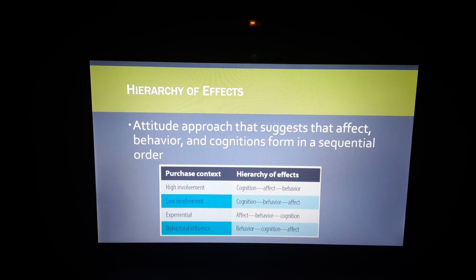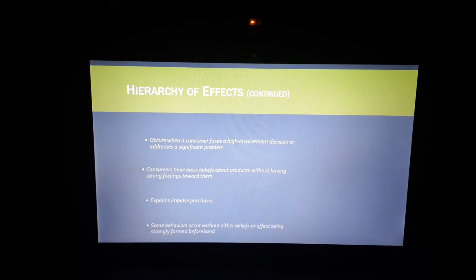It's an attitude approach that suggests that affect, behavior, and cognitions, the ABC model, form a sequential order. There's high involvement, low involvement, experiential, and behavior, which determine what will happen first. If you have high involvement, it's thinking first. Low involvement is also thinking first. Experiential, behavioral. Let's see that.